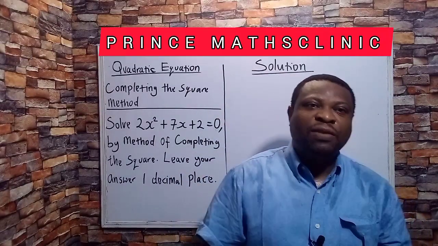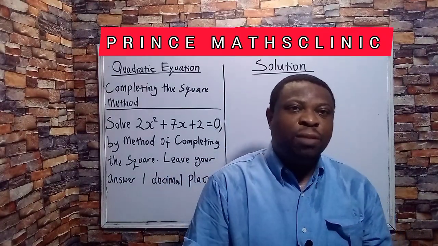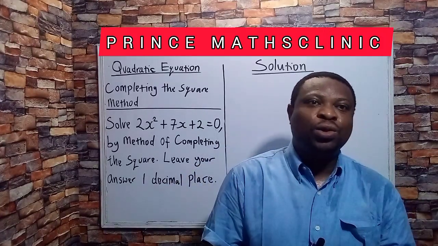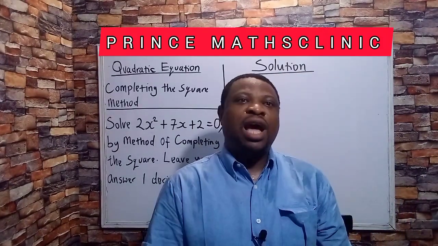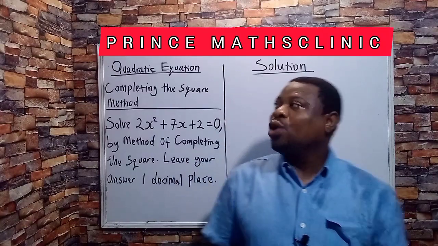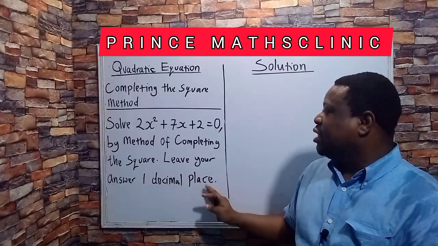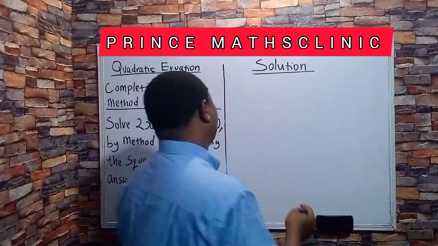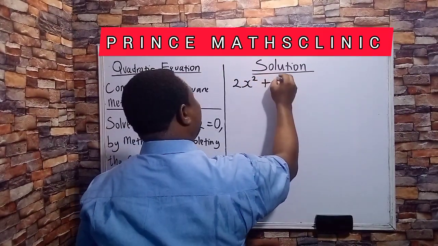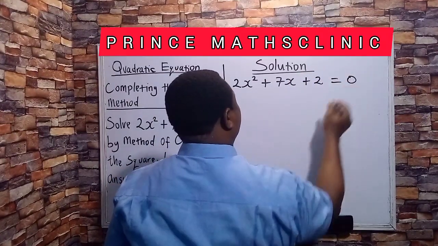However, it has been found out that most times the factorization method may not be able to solve a particular equation, but completing the square method should be able to solve it. And that is why in today's class we shall be considering completing the square method to solve this particular equation. And we are asked to leave our answer in 1 decimal place. Now, the question is 2x squared plus 7x plus 2 equal to 0.